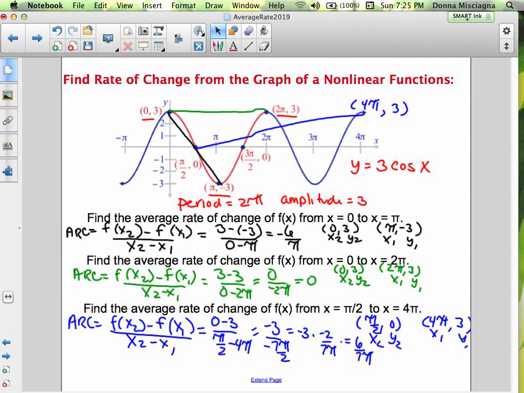All right, so that's the end of this part of the lesson. All right, and so in the next part we'll look at finding average rate of change, but this time no graph. We'll be working with equations.